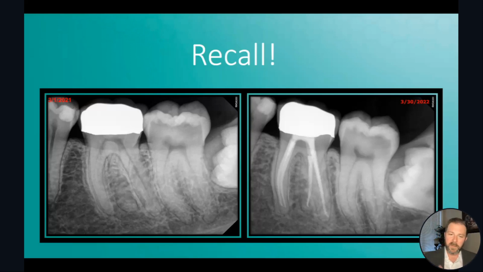The treatment's great, but what does it look like over time? And so again, with both of these different sealers and all these techniques, we're still seeing beautiful healing apically.